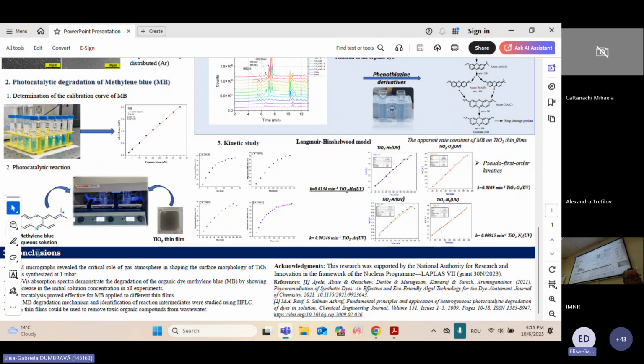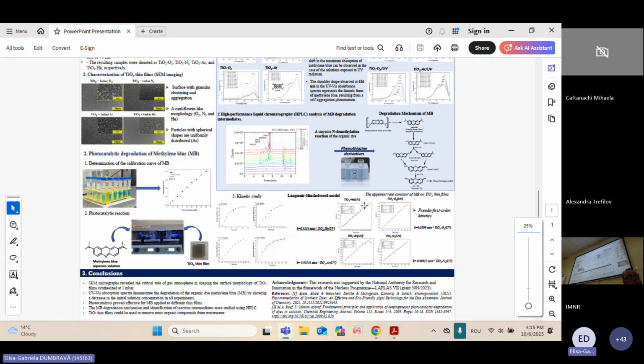Finally, in conclusion, the micrographs reveal the critical role of the gas atmosphere in shaping the surface morphology of titanium dioxide thin films. Photocatalysis proved effective for methylene blue applied to different thin films. Titanium dioxide thin films could be used to remove toxic organic compounds from wastewater, and HPLC was used to determine the degradation mechanism of methylene blue. Thank you for your attention.